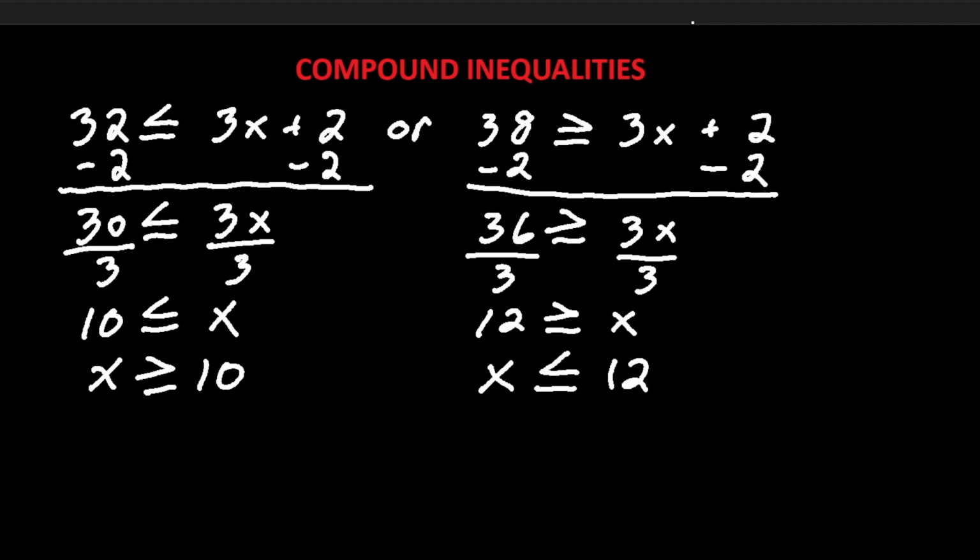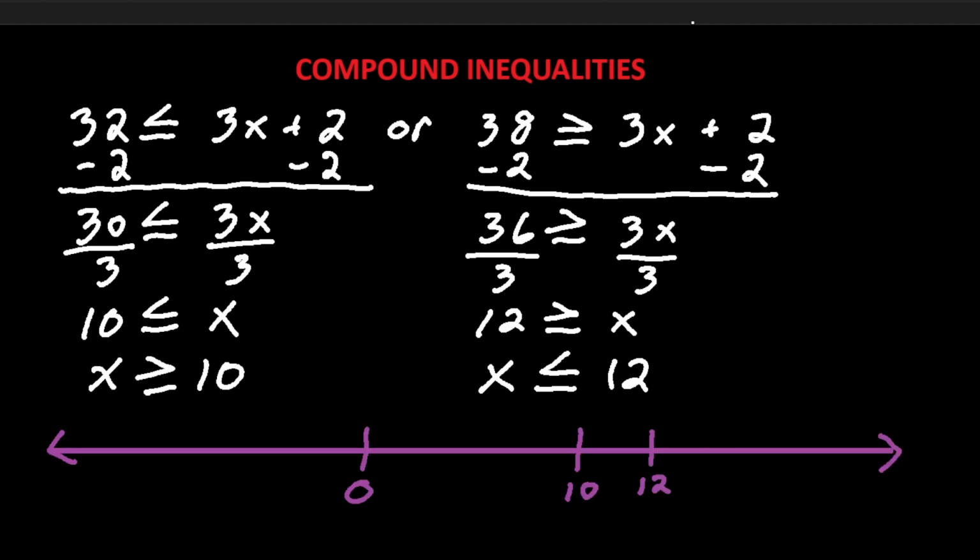Now, looking at the graph of the first inequality, x is greater than or equal to 10, is a closed dot and goes to the right from 10. And the second one is x is less than or equal to 12, is a closed dot and goes to the left of 12.